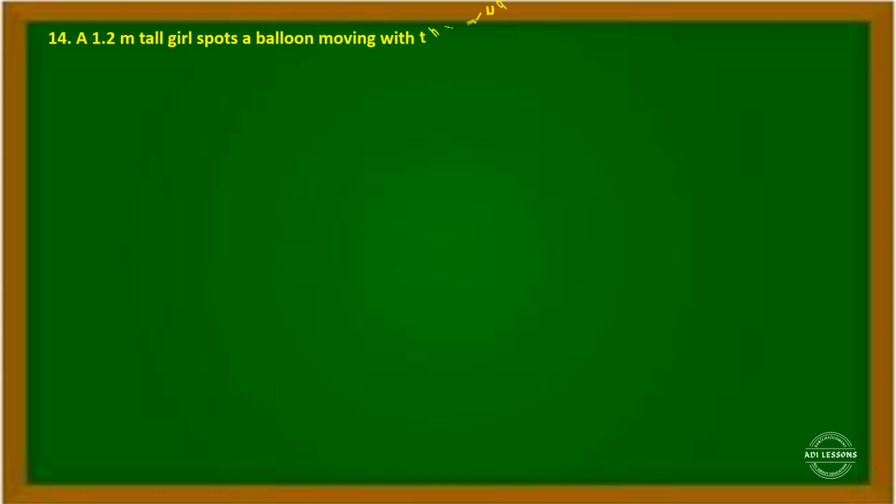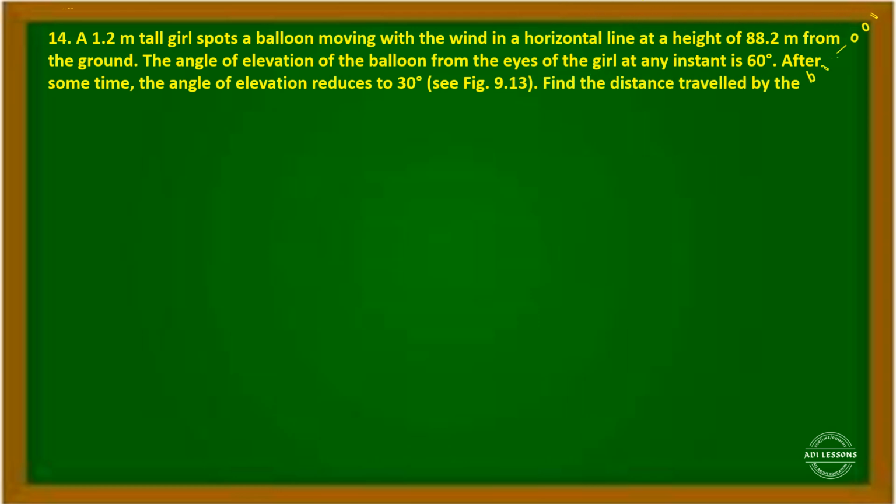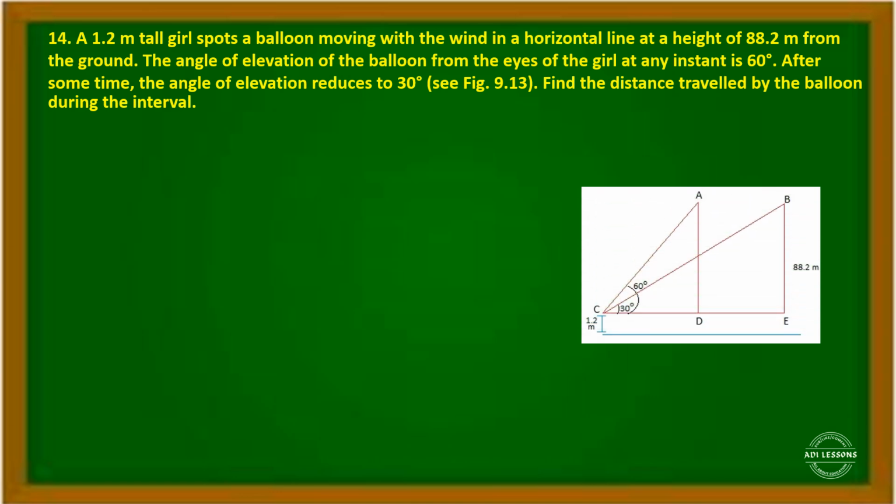Next, 14th sum. A 1.2 meter tall girl spots a balloon moving with the wind in a horizontal line at a height of 88.2 meters from the ground. The angle of elevation of the balloon from the eyes of the girl at any instant is 60 degrees. After some time, the angle of elevation reduces to 30 degrees. Find the distance traveled by the balloon during the interval. Yes, this is the required figure.